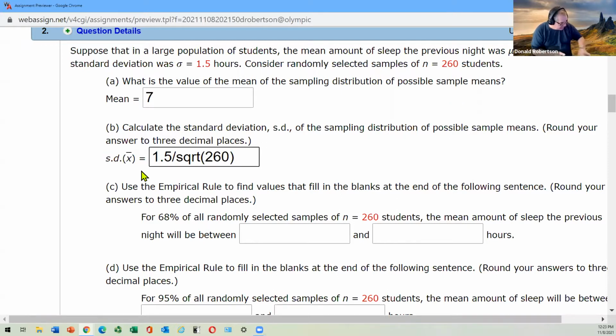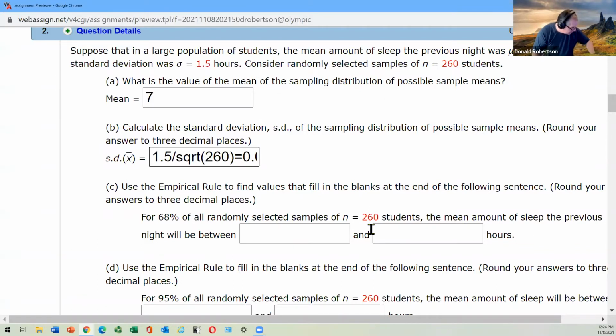And so I go to my calculator and I do 1.5 and I divide it by the square root of 260. And the answer I get is 0.09. What do they want? 3 decimal places. So 0.093. And we're done. Are we comfortable so far?